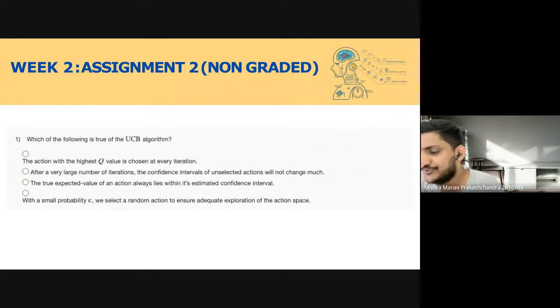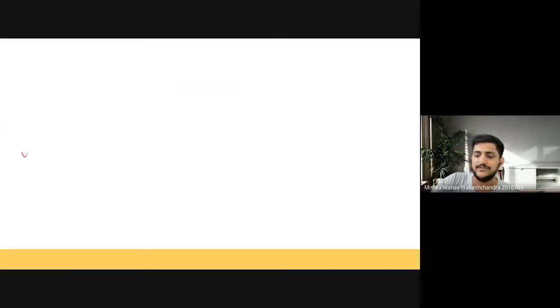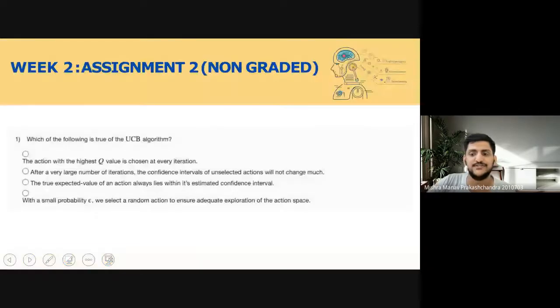So which of the following is true for the UCB algorithm? The action with the highest Q value is chosen at every iteration. This is wrong. The reason is, if I do that, this is a greedy action. UCB takes into account the error term with each action. So the first choice is incorrect.